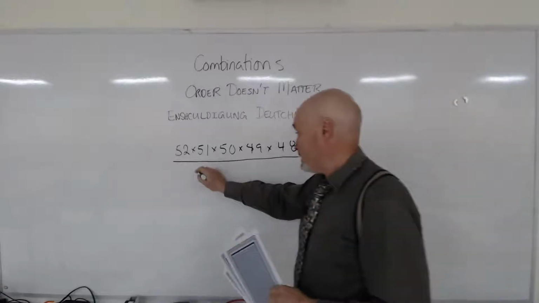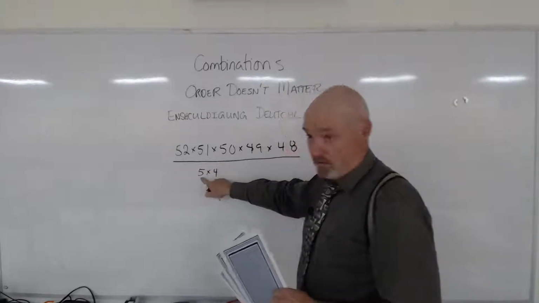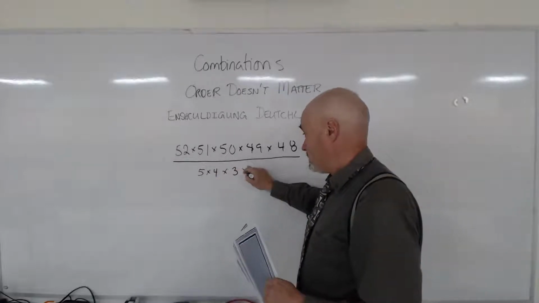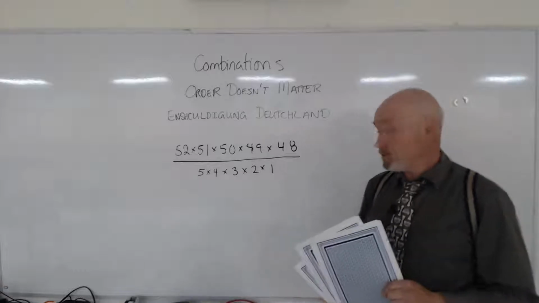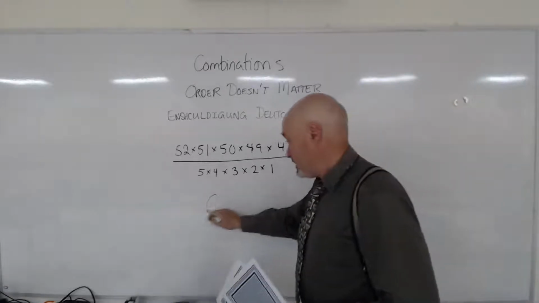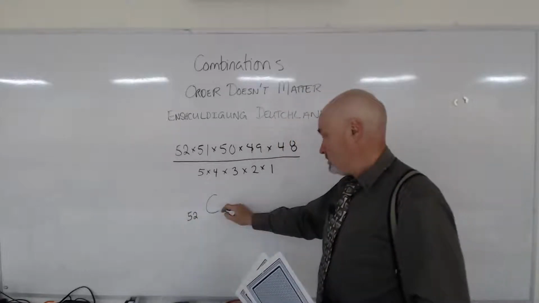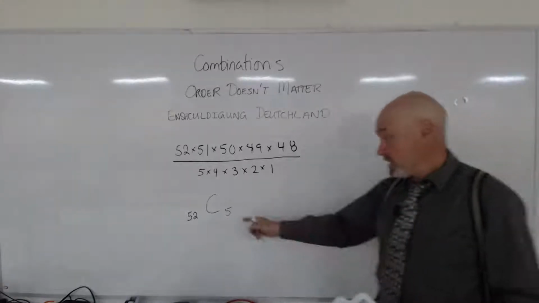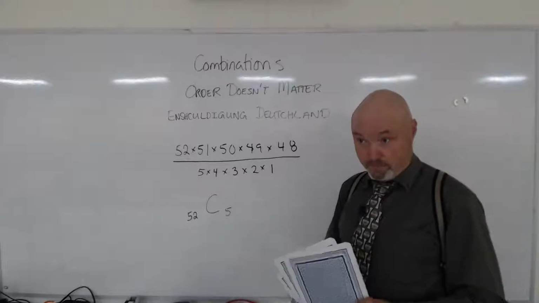And we just do that by dividing by 5 times 4. So we could have 5 possibilities for the first position, times 4, times 3, times 2, times 1. Okay, so that's all there is to it. This is sometimes written this way: 52 choose 5, or the combinations of 5 elements selected from 52. Once again, order doesn't matter.